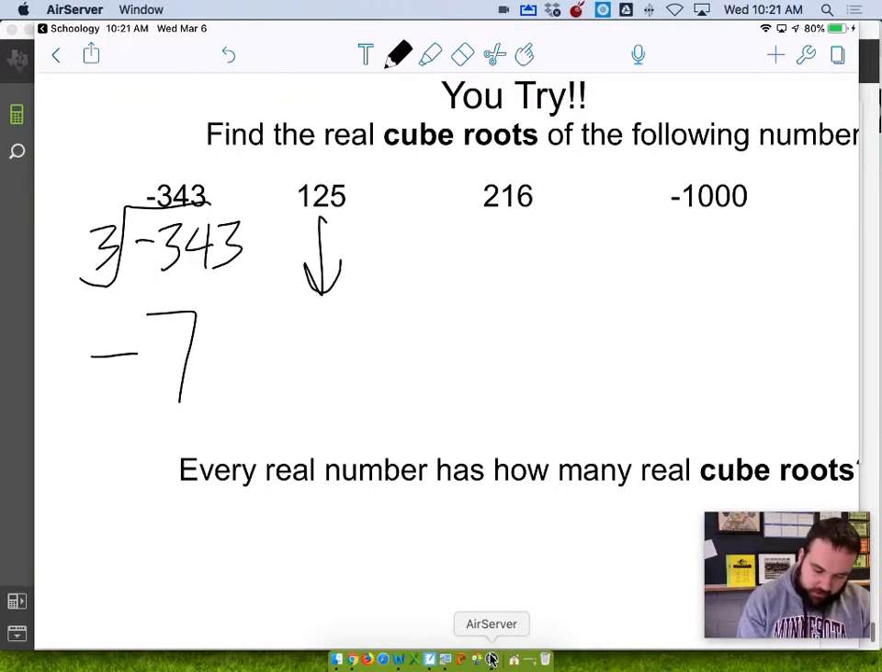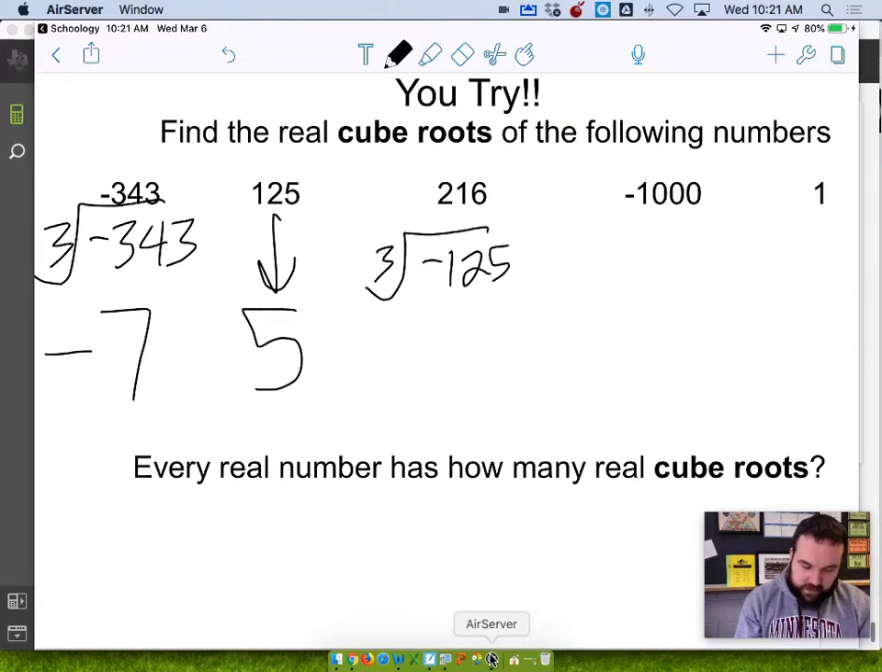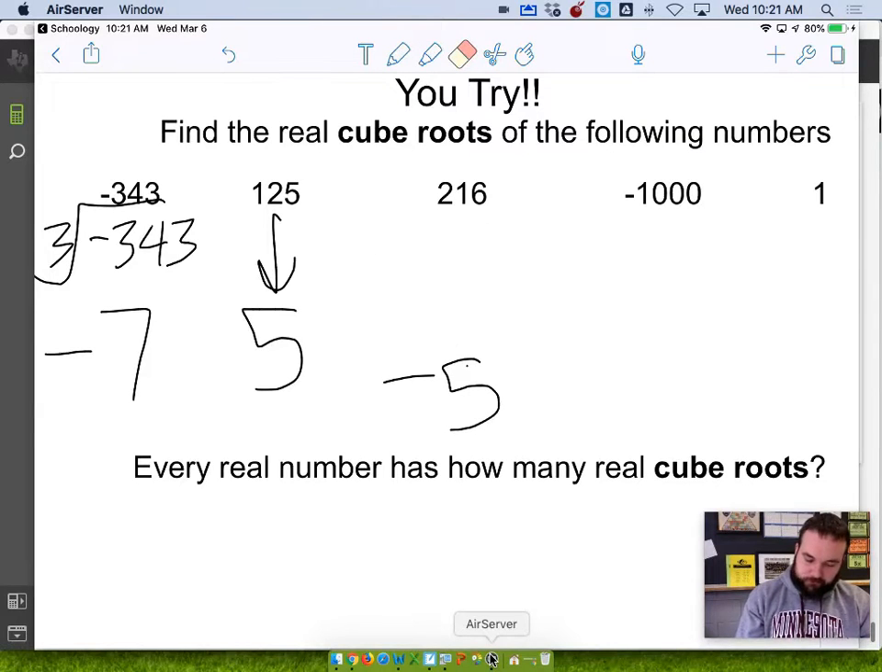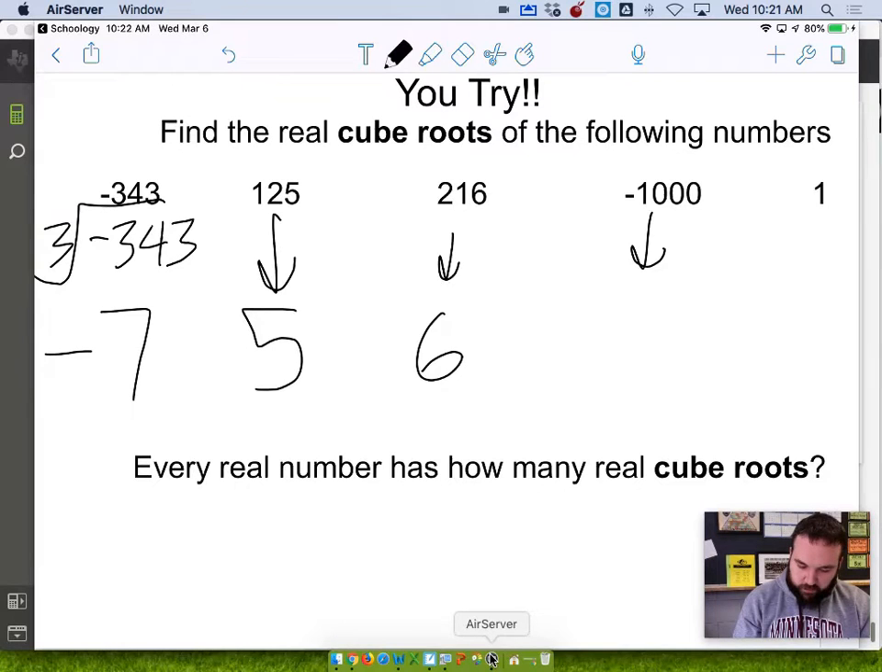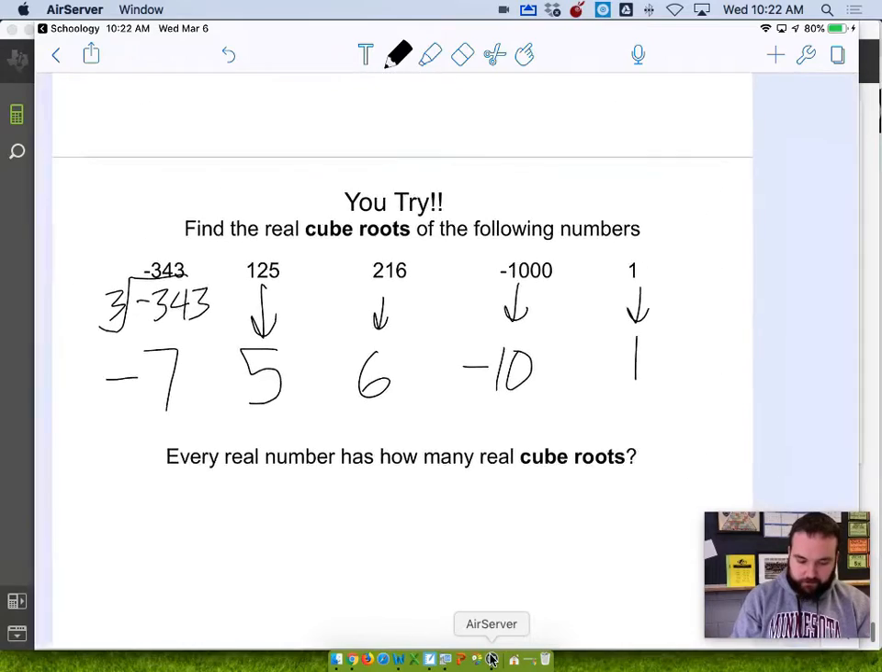And then if I keep going with this, the cube root of 125 is +5, not -5. Understand that -5 is a cube root. If I was asking you to do the cube root of -125, that would give me -5 as a cube root. But with 3rd roots, there is only one number for each one of these. If I keep going, the cube root of 216 should be 6. Cube root of -1000 should be -10. And the cube root of 1 should just be 1.